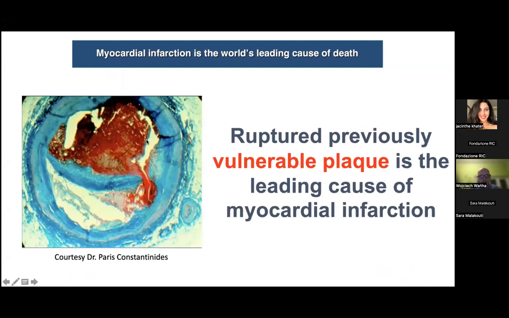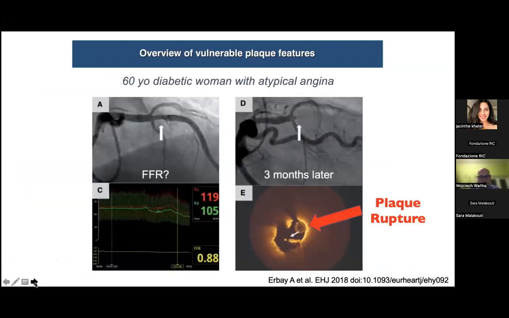As we generally know, myocardial infarction is the world's leading cause of death. However, on the other hand, we should also know that the ruptured, previously vulnerable plaque is the leading cause of myocardial infarction. So let's start the presentation with a case report of a patient with vulnerable plaque.